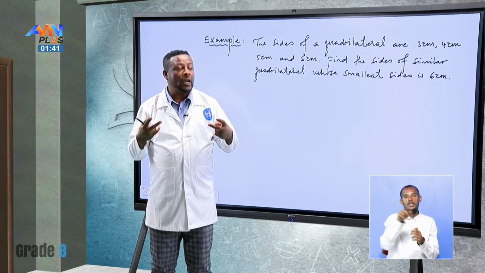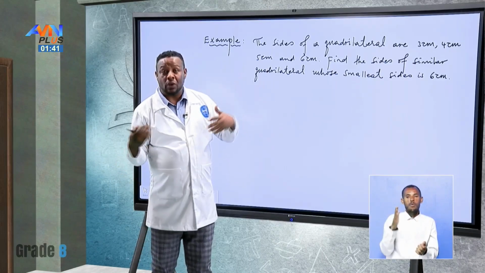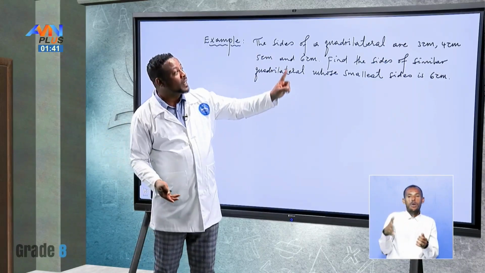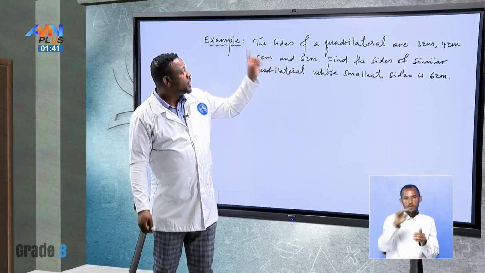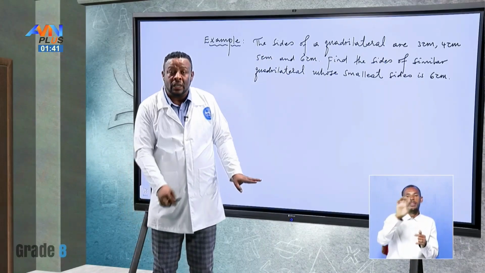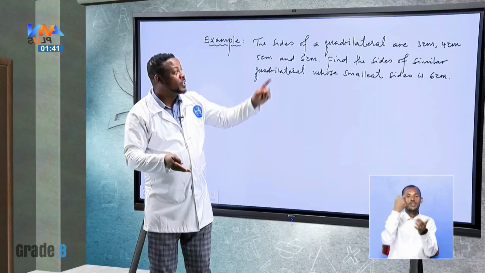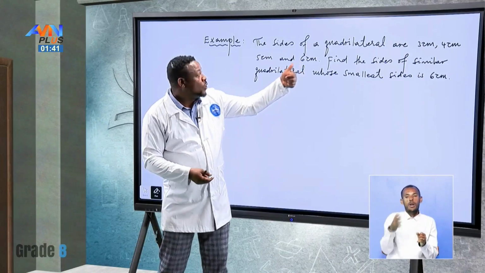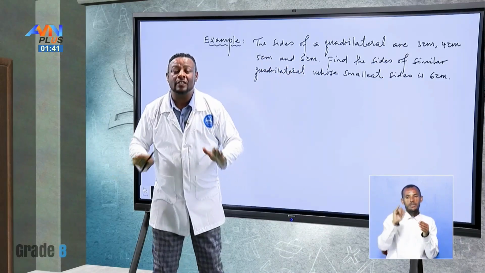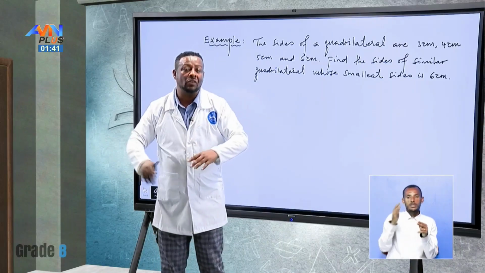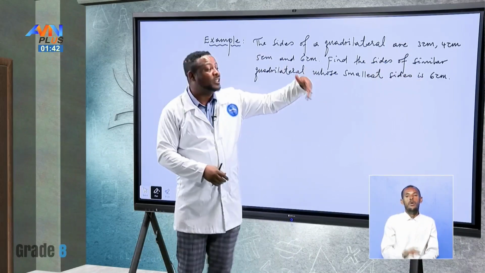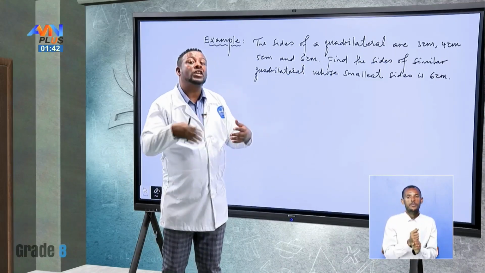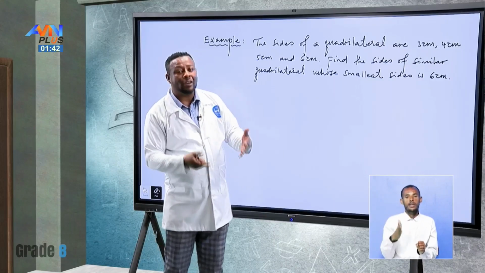There are two quadrilaterals, okay? There are two quadrilaterals which are similar. The sides of one of the quadrilaterals are given, that is 3 centimeter, 4, 5, and 6 centimeter respectively. Then the question here is, we are asked to find the sides of a similar quadrilateral whose smallest side is known. Okay, the smallest side of a certain unknown quadrilateral is 6. So we are asked to determine all the sides, right? So we need to find the other 3 unknown sides of a similar quadrilateral.